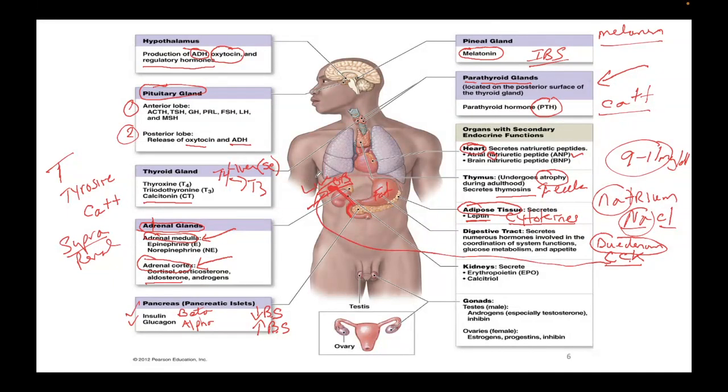So the liver makes bile, but the bile is stored in the gallbladder. And CCK makes the gallbladder contract, squeezes out the bile into the duodenum, and helps to break down the fat.